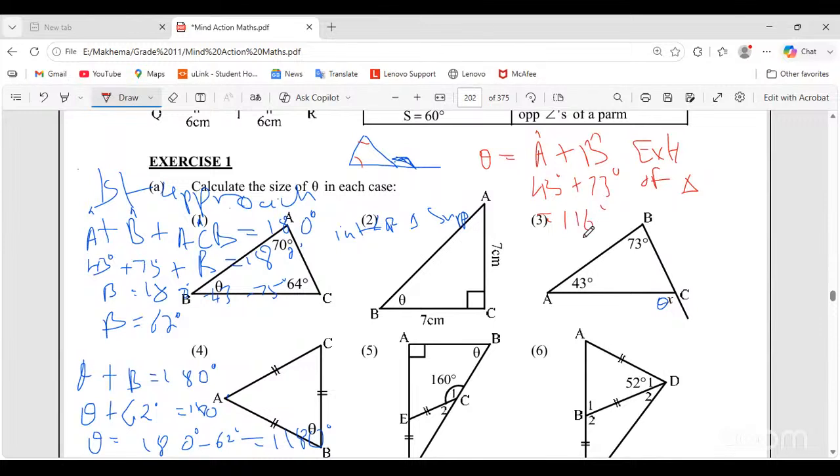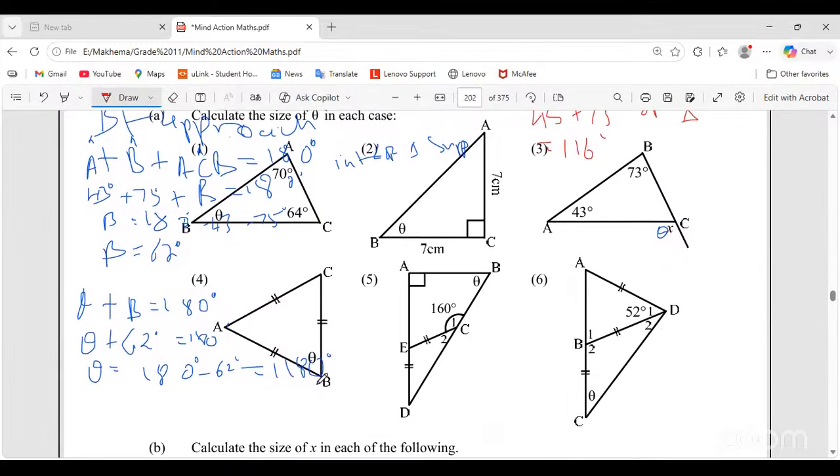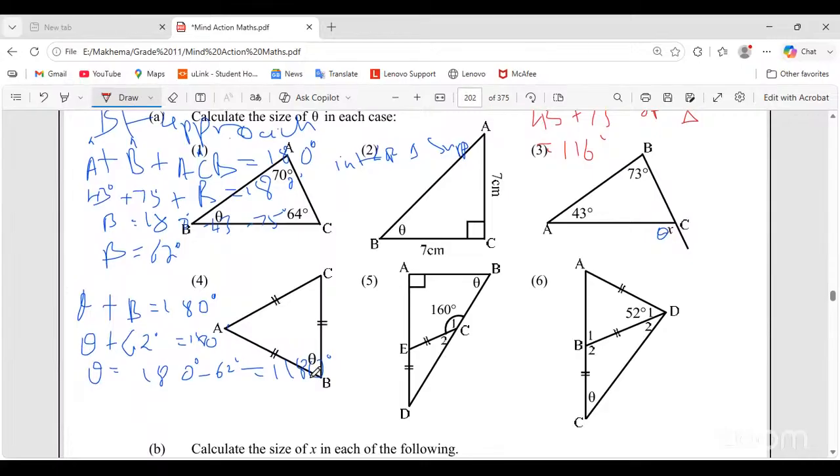Okay, 116 degrees. Now, what did we get on this side? We had 180 minus 62. We get 118. We can't be getting different answers. We should be getting the same answer.